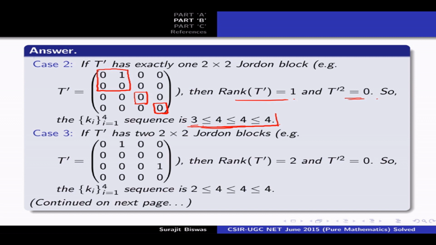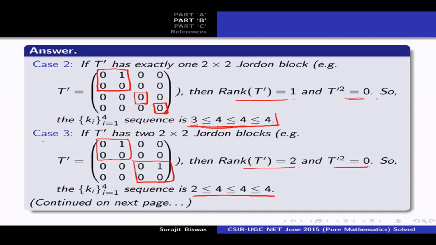Third case, if T dash has two 2x2 Jordan blocks, then T dash would have a form like this, and here the rank of T dash is equal to 2 and T dash square is equal to 0, so the Ki sequence is this.